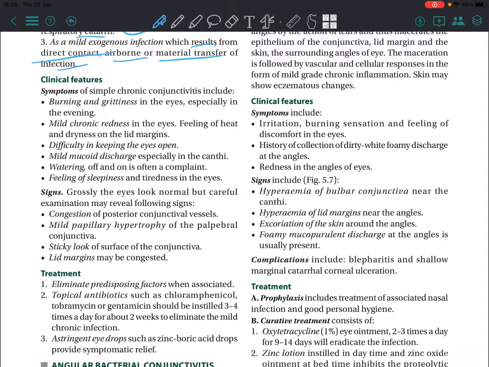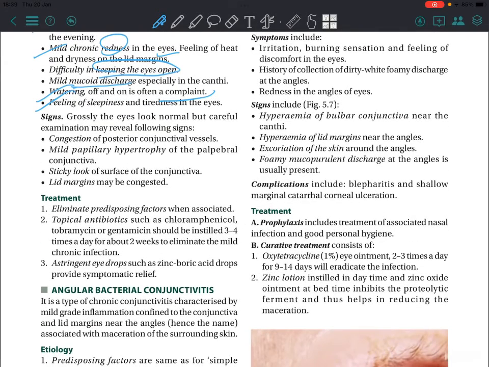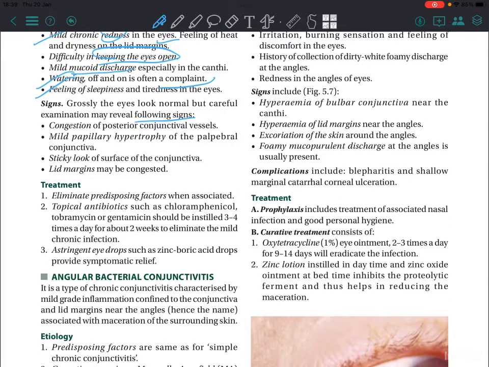Clinical features: symptoms of simple chronic conjunctivitis include burning and grittiness of the eye, mild chronic redness in the eye, difficulty in keeping the eyes open, mild mucoid discharge, watering off and on, often accompanied by a feeling of sleepiness and tiredness in the eye. Signs: grossly the eyes look normal, but careful examination may reveal the following signs: congestion of posterior conjunctival vessels, mild papillary hypertrophy of the palpebral conjunctiva, sticky look of the surface of the conjunctiva, and the lid margin may be congested.